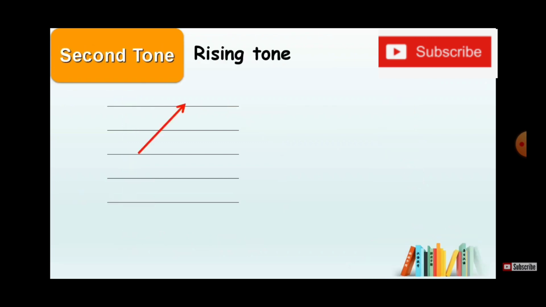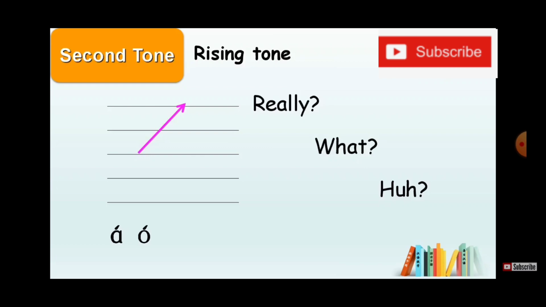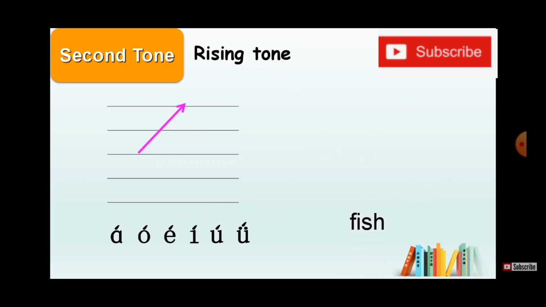The next one is the second tone, which we call the rising tone. The rising tone is similar to the tone when we are asking a question. When we say, really? What? Huh? We use the rising tone. Now listen. A, O, I, U, Ü. As you see, the tone mark represents the rising tone. Start your voice in the middle of your range and move it all the way up. So read after me. A, O, I, U, Ü. A good example is when we say fish. Yu, fish.